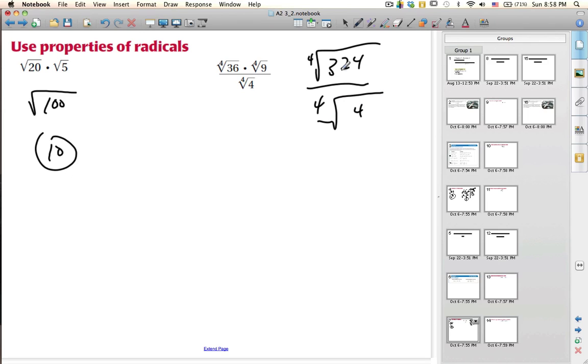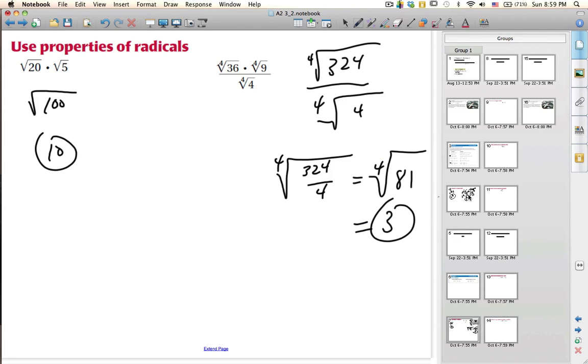So if I take 324 and divide it by 4, right? This could all be the fourth root of 324 divided by 4, which is the fourth root of 81, which is equal to 3. If I didn't see that 81 is 3 to the 4th power, I could have used my calculator. I could have done 81 caret, open parentheses, 1 divided by 4, close parentheses, enter, and it would do it for me.